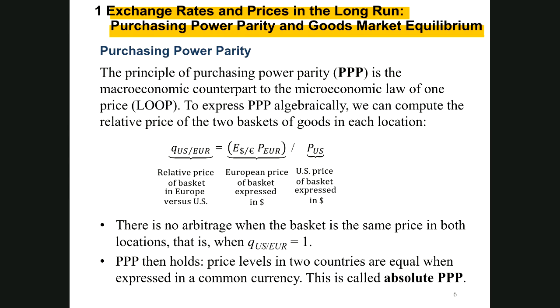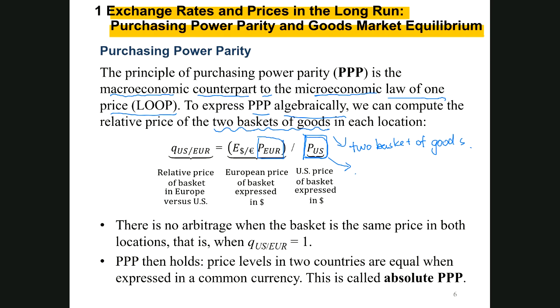The principle of purchasing power parity is the macroeconomic counterpart to the microeconomic law of one price. Right? So to express PPP algebraically, we could compute the relative price of two baskets of goods. Instead of two goods, now we are comparing two baskets of goods. So what does it mean? If I have the price level in two countries, for example, the price level in Europe and the price level in the US, how do we calculate the price level? I use an imaginary basket of goods and calculate the weighted average of their price. So I could find out the overall price index.